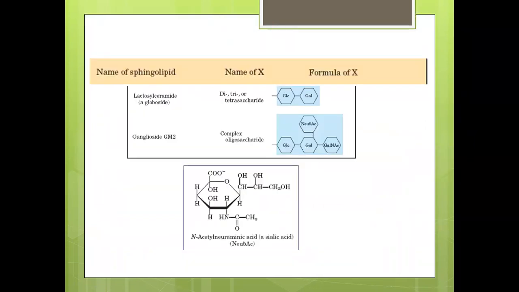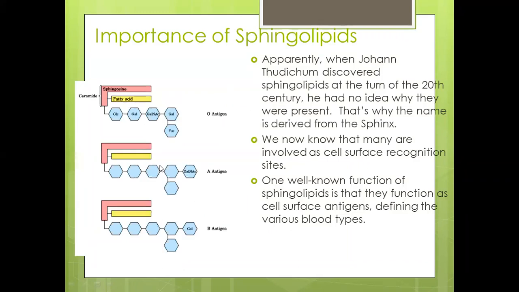And if your X is kani, it can have glucose, galactose, or you can have your complex oligosaccharide: glucose, galactose, and you have this structure, Neu5Ac, or you have another structure here. You have the ganglioside.